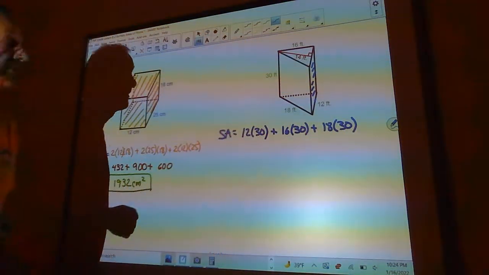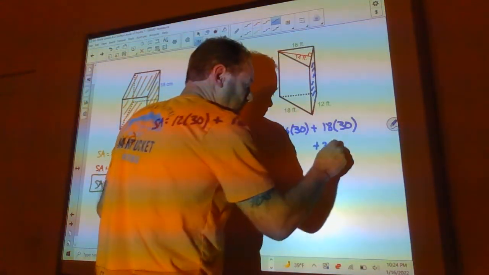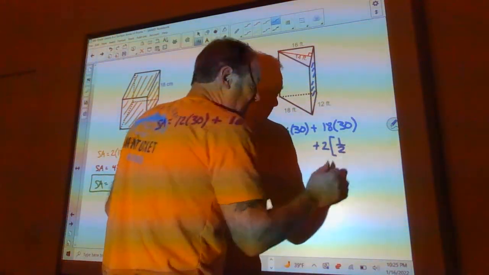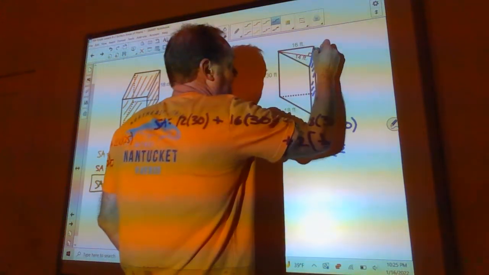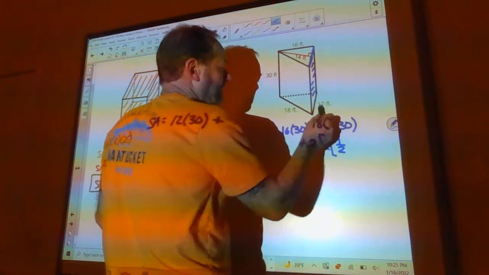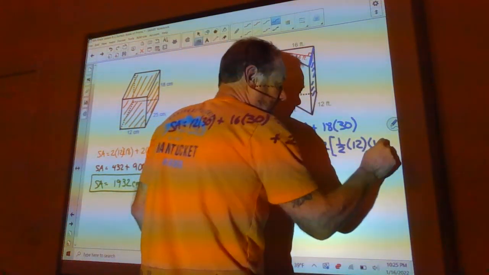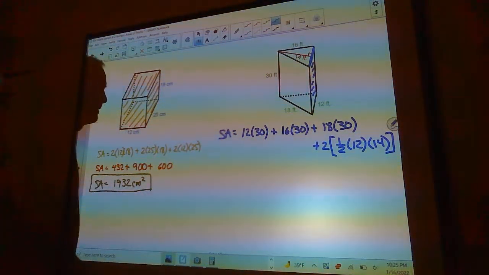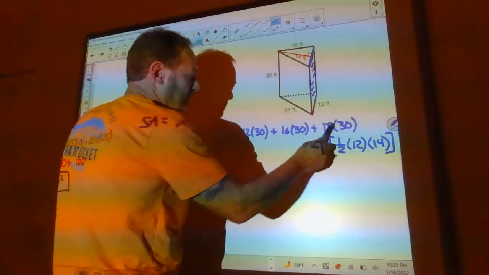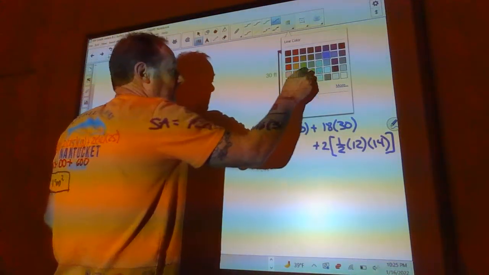Okay, now the bases are identical. So what I'm going to do is I'm going to go plus 2 times half the base of the triangle. Here's my height, which makes this the base right here. So the base is going to be 12 times the height is going to be 14. All right, so it has 5 faces, 1, 2, 3, 4, 5. Okay, so next.